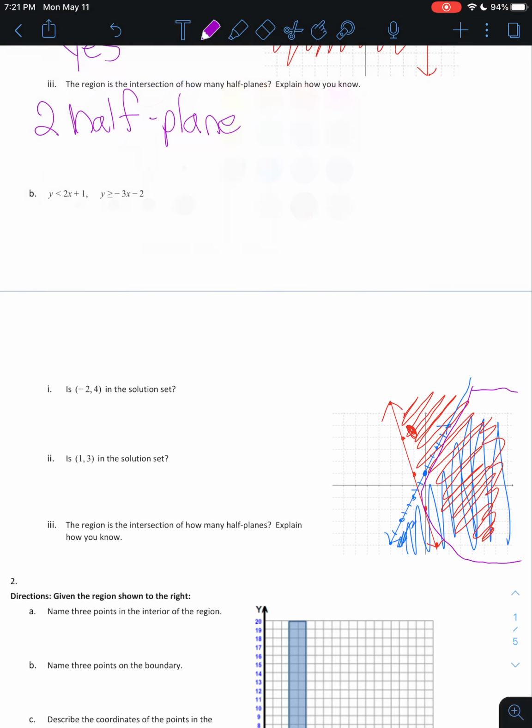So is negative 2, 4 in the solution set? So again, we look at our origin. And negative 2, 4 would be left 2, up 4. So that would be this point over here. Now, it might be tempting to say it is in the solution set, right? Because it's on our red line. But again, for it to be in the solution, it has to be in the region where the two regions we made intersect. So this is not a solution.